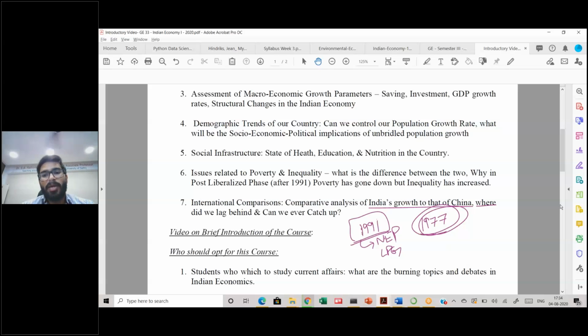Now, that is where the divergence first comes into play, and the result of that divergence is that China as an economy is at least 5 to 6 times bigger than ours. China right now is somewhere around $14 trillion, whereas we are around $2.5 trillion. And within 5 to 7 years, China will perhaps pass the US, which is at $21 trillion. So we'll talk about the comparative analysis of India versus China.